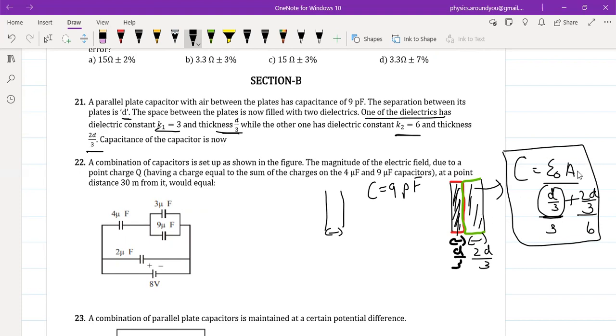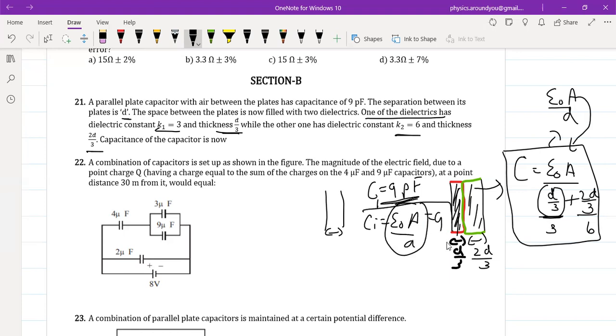Now you will see that this can be simplified, but the answer will be in terms of epsilon naught A by D. They have not given A at all. How to go? We have a rescuer. They have given the original capacitance. The initial capacitance Ci is epsilon naught A by D, and we know the value of this, that is 9 picofarad. So whatever you get here will be in terms of epsilon naught A by D with some numbers and coefficients. But all epsilon naught A by D's you can put together and put it as 9, and you get the answer. This is the most time optimal approach for question number 21.